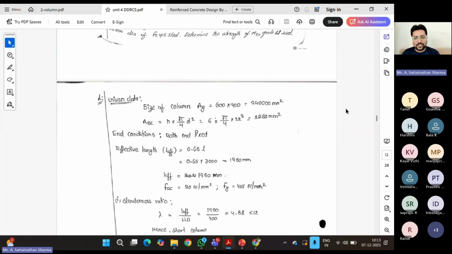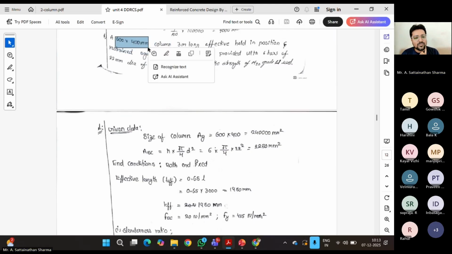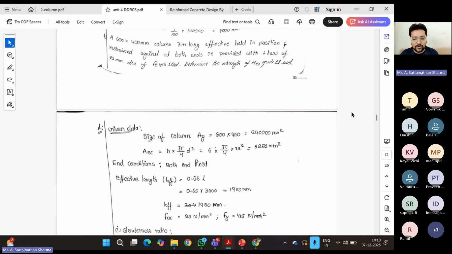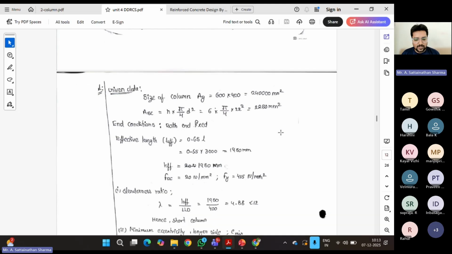Axial load, failure load, all those are very simple. Just understand from the question what is given. Size is given, so no need to find it out. It's not a design problem, it's an analysis problem. That's what you have to keep in mind. The size of the column Ag is 600 by 400, and Asc is 6 numbers of 22 mm diameter bars. So 6 into pi by 4 into 22 square, you will get the Asc, right?